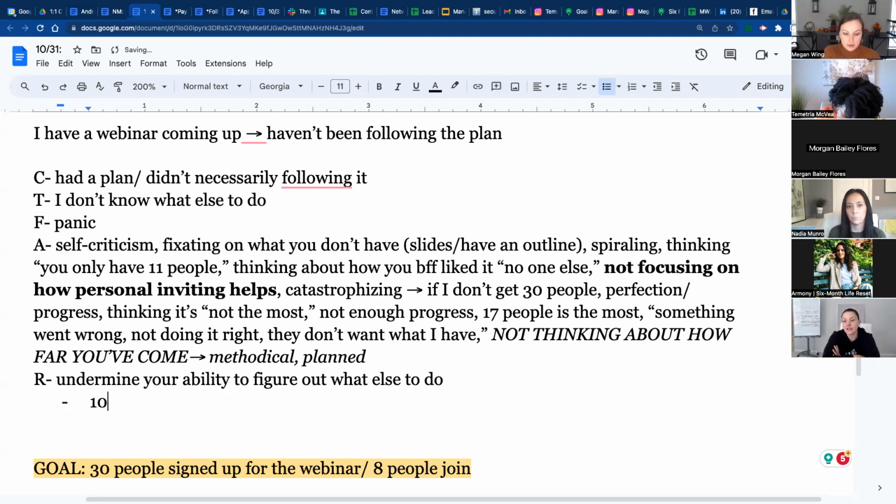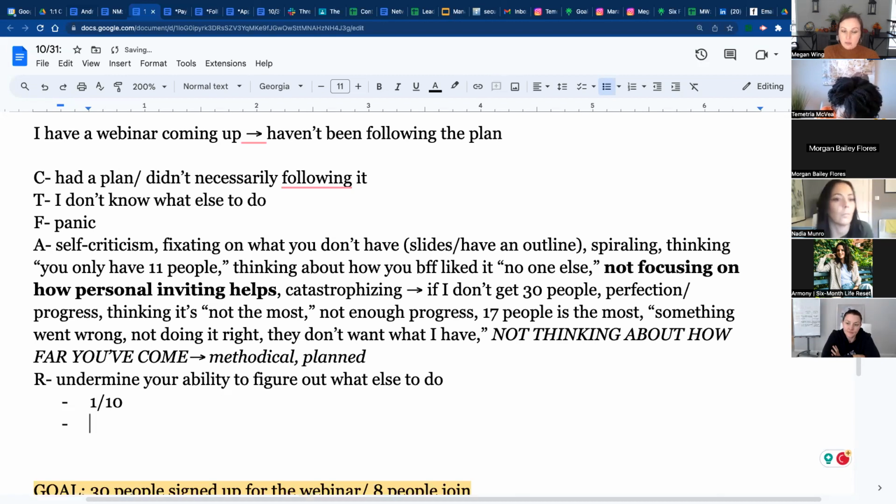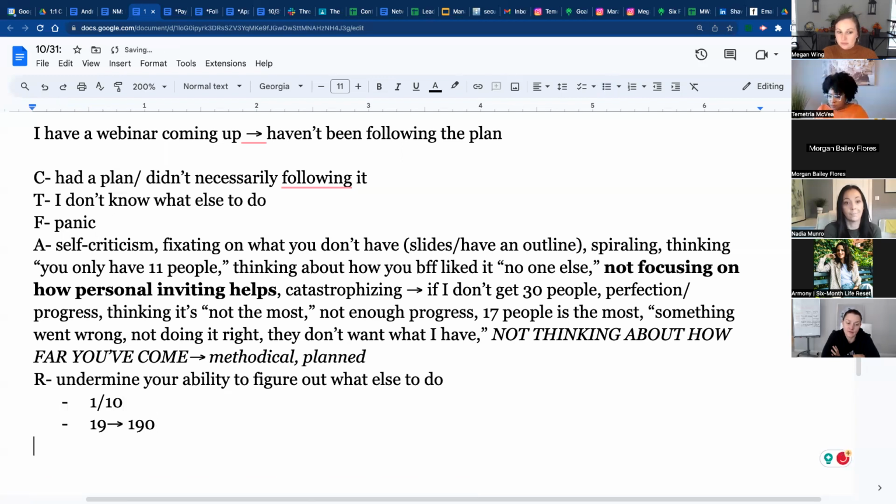Okay. So direct, we know that 10 to 12 people, let's just say it's 10, make the math easy. For every 10, 1 person signs up. If you want 19 more people, we need to talk to a ton more people. What if you talk to 190 people, like Nadia was just saying? That's 10 people a day until the webinar. You would talk to 200 freaking humans.